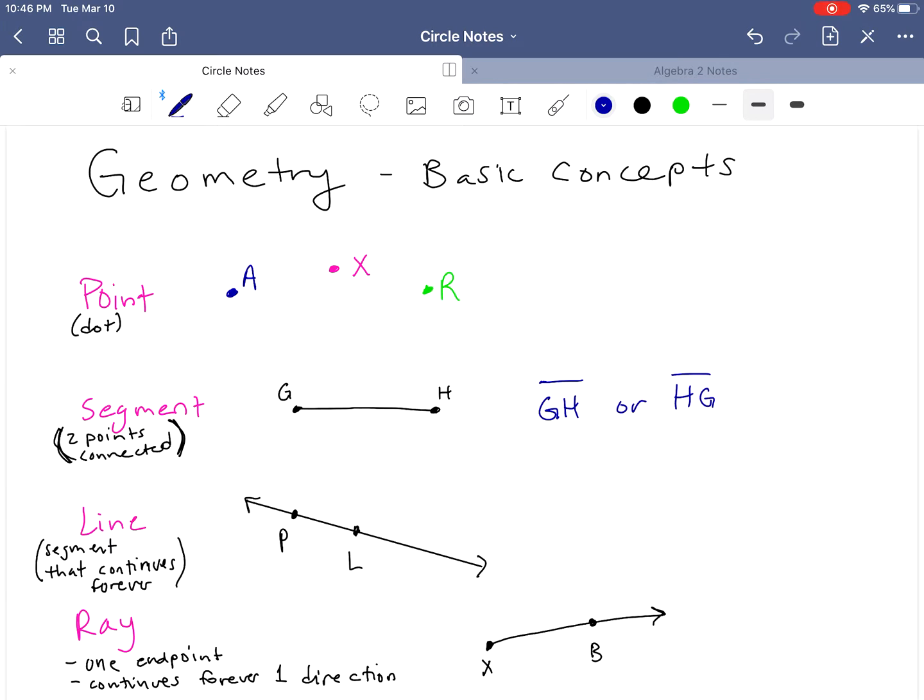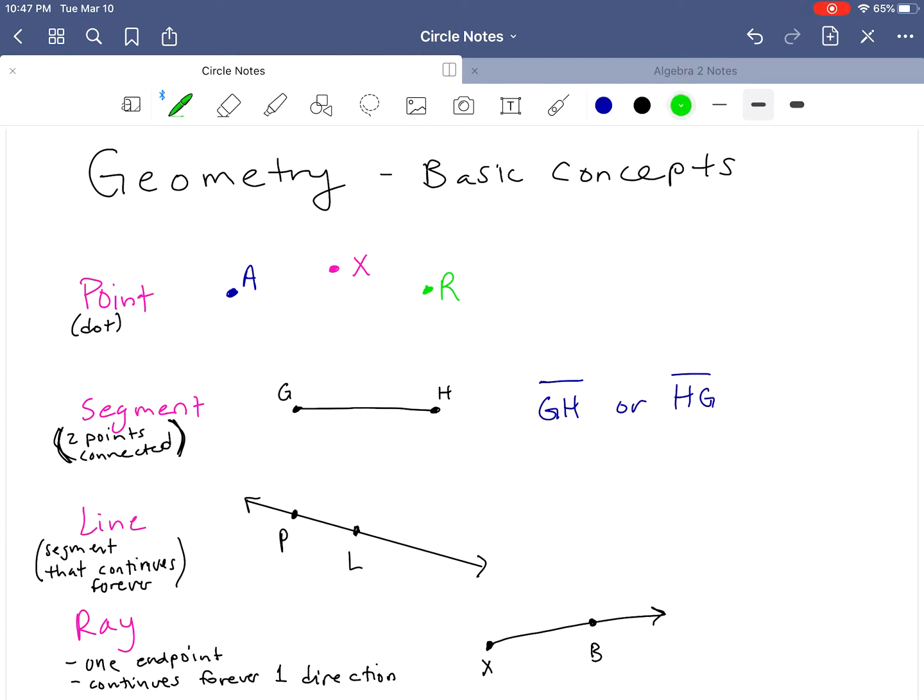Okay. A line is kind of like a segment, except unlike a segment which stops at 2 points, a line goes on forever in both directions. So we still name it the same. The labels are just a little bit different. So a line is a segment that continues forever.